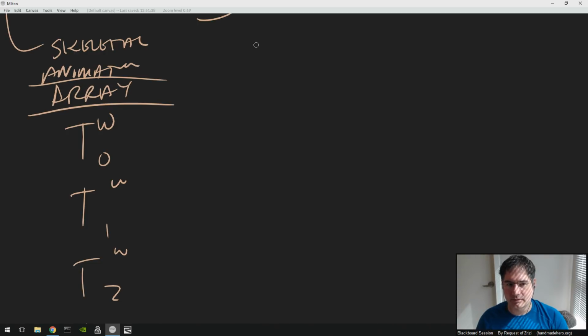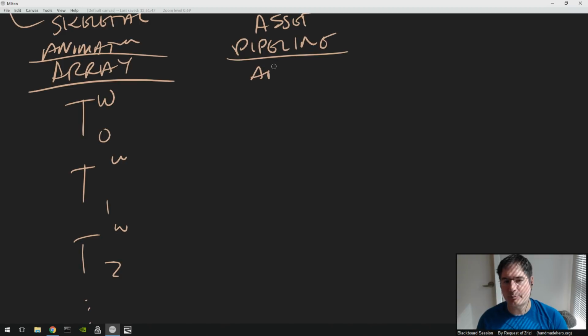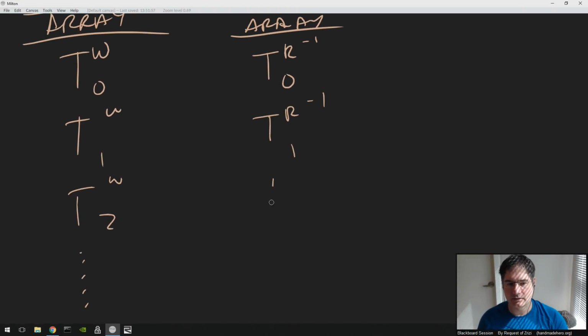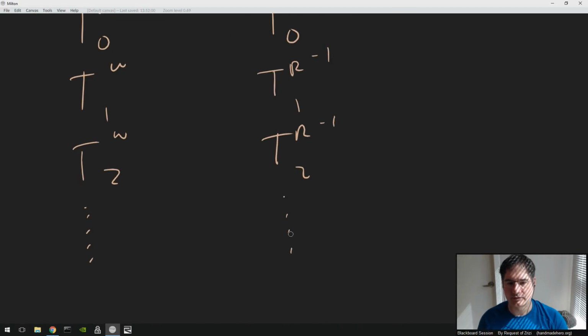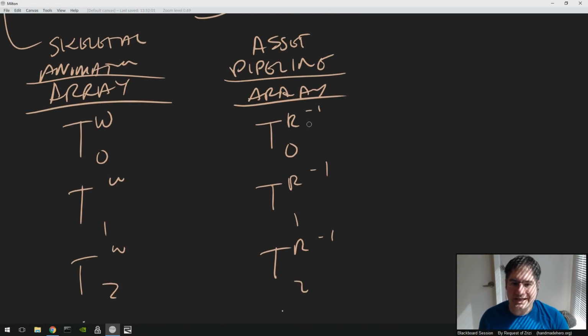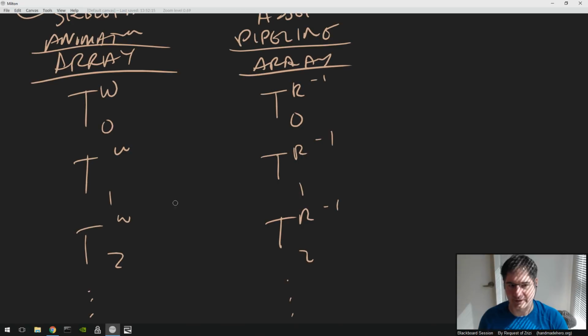Our asset pipeline, when we exported the model, outputs a separate array. This is just constant, never changes. This is the inverse rest pose of all of the bones, right? So we know this because it's in our file. We load it up and we just have it because it's the pre-computed inverse of these values. We know this value because we just generated it from our skeleton animation system.